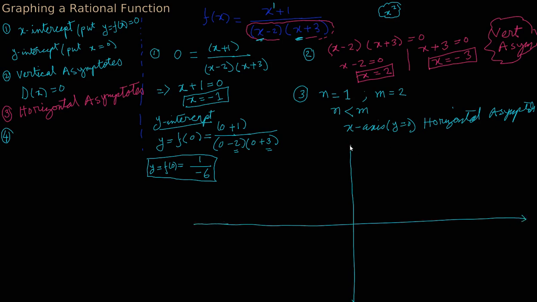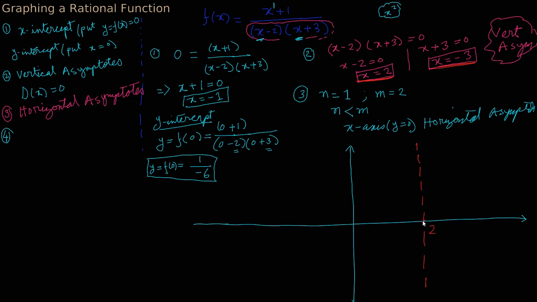Okay, so this is my x and y axis. In red color I'm going to first put my vertical asymptote at x equal to 2 and another vertical asymptote at x equal to negative 3. So this is my x equal 2. This is my one vertical asymptote at x equals 2.